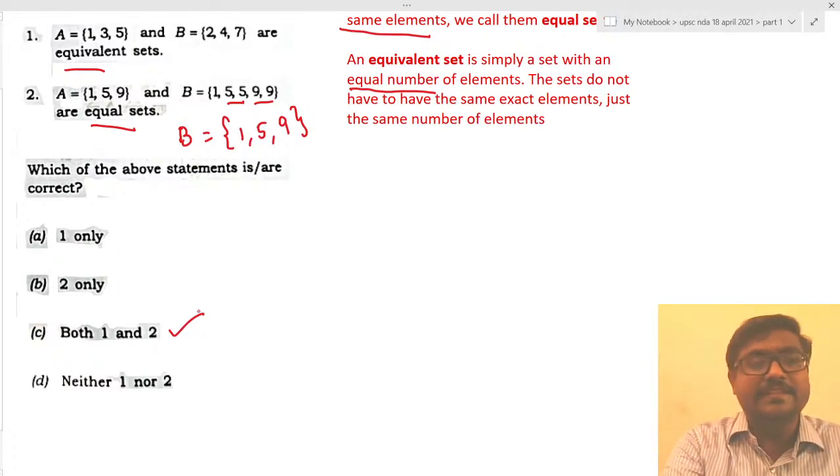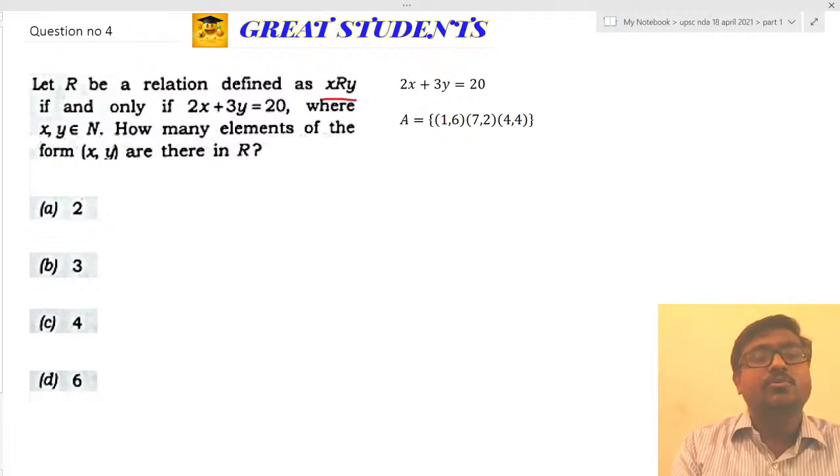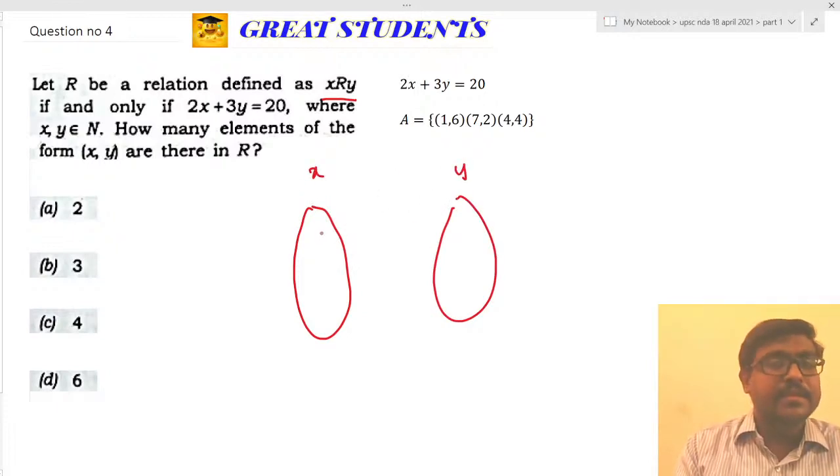Next we will move on to the next question, that is the fourth question. Let R be a relation defined as x related with y, okay, x R y means x is related with y, if and only if 2x plus 3y equal to 20. So in set language, what they are telling is that x related with y means x and y, the two elements, are related with each other. At the same time, it has to satisfy this condition, 2x plus 3y equal to 20. And one more condition is given: x, y belongs to natural numbers.